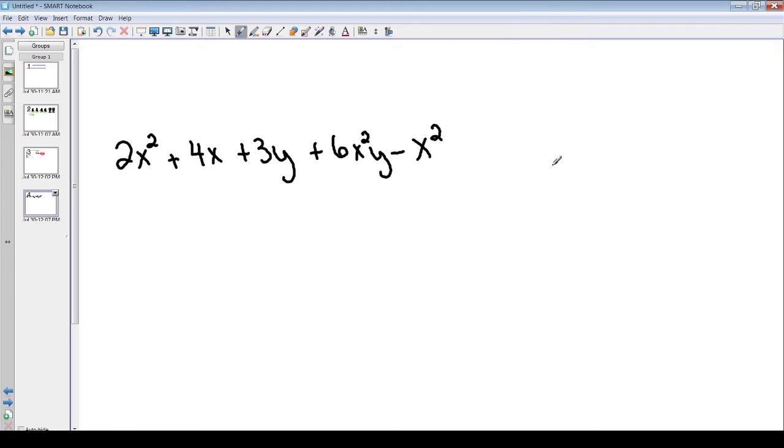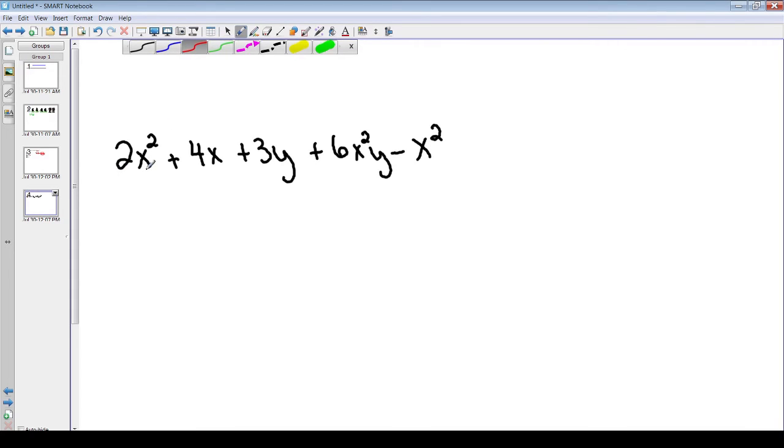Alright, let's look at another example problem. This one's a little more difficult. Remember I told you about like terms have to have the same exponent, and the variables have to be the same. So let's look at a problem like this. We have 2x squared plus 4x plus 3y plus 6x squared y minus x squared. So the first thing we need to do is identify which like terms we can combine.